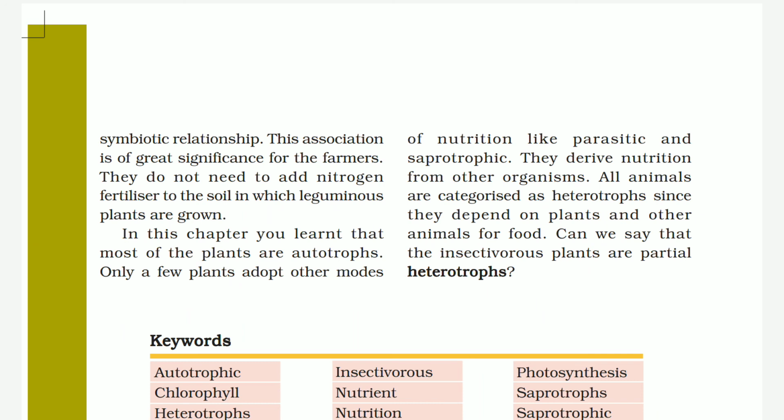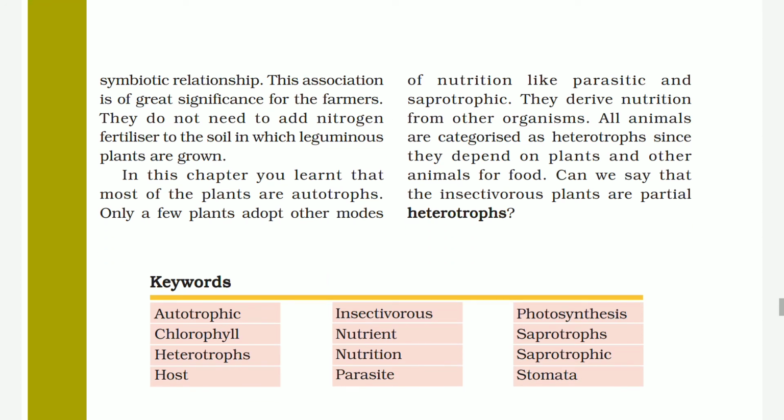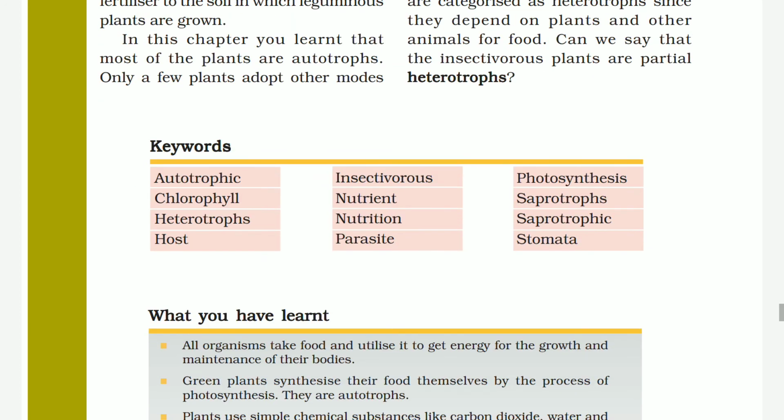In this chapter, what you have learned is that most plants are autotrophs. Only a few plants adopt other modes of nutrition, like parasites and saprophytes, deriving nutrients from other organisms. All these are categorized as heterotrophs since they depend on plants and other animals for food. We can say that they are insectivorous plants or partially heterotrophic plants.